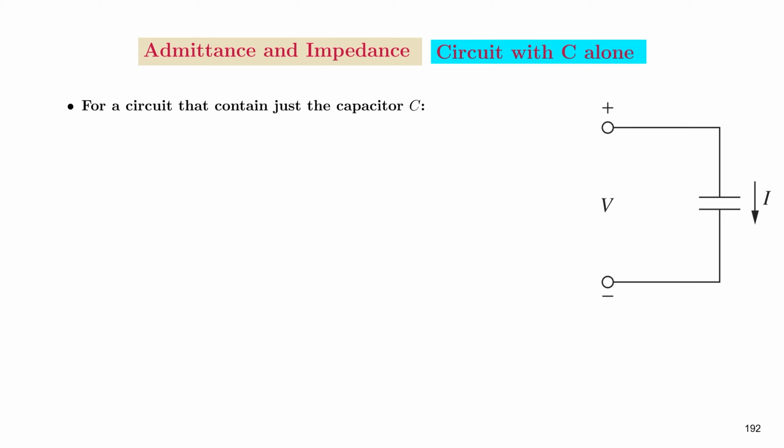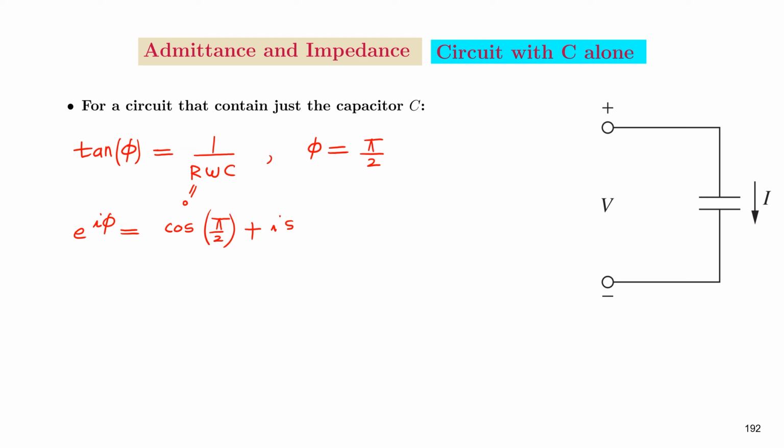We shall now consider a circuit having just a capacitor. For such a circuit, the phase angle tan phi is equal to 1 by R omega C. R is approximately equal to 0. Therefore, we'll get phi as equal to pi by 2. Now, e raised to i phi equals cos of pi by 2 plus i sin pi by 2, which will be equal to i.